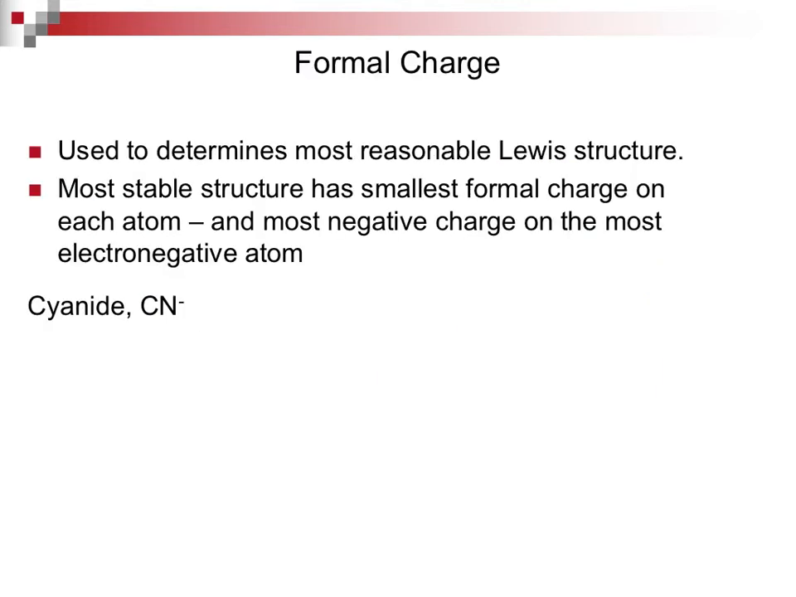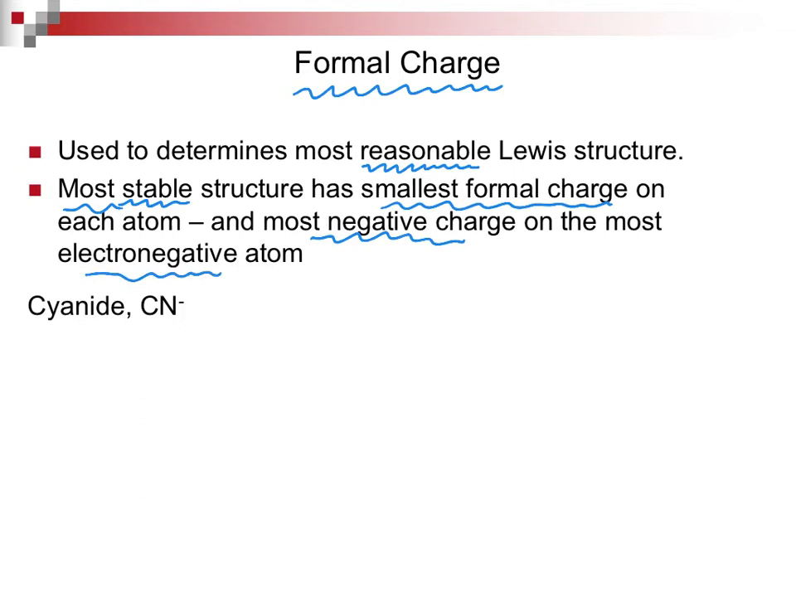The other part has to do with a concept called formal charge. It is not real like an oxidation number. What it does is if you have more than one Lewis structure, it helps you determine what's the most reasonable Lewis structure. And you're going to use this when you take organic chemistry a lot. You will say the most stable structure has the smallest formal charge on each atom, and the most negative charge will be on the most electronegative atom.